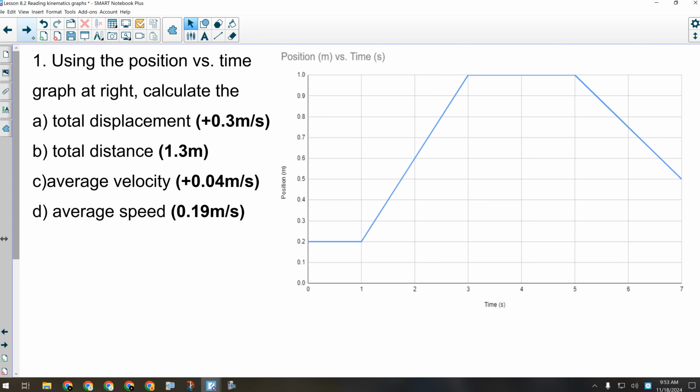So, I would like you guys to try this question. Using that position versus time graph, I want you to calculate the total displacement, which is not in meters per second. Those are the answers, so you can check and see if you did it right. And I want you to calculate total displacement, total distance, average velocity, and average speed for that graph. If you're having trouble seeing it, just come up a little bit closer to get the numbers.